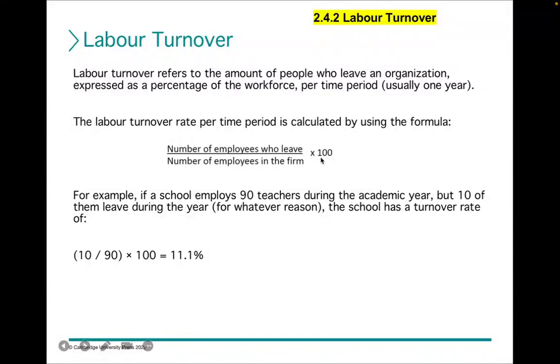firm times 100. So, the example here says that if we've got 90 teachers that are employed in the academic year, but 10 of them leave during the year for whatever reason, the turnover rate is 11.1%. Now, think about if a place has a high labour turnover, i.e., many people leaving, what type of image this will reflect on the company. Would it be good or bad, and why? Just think about that.